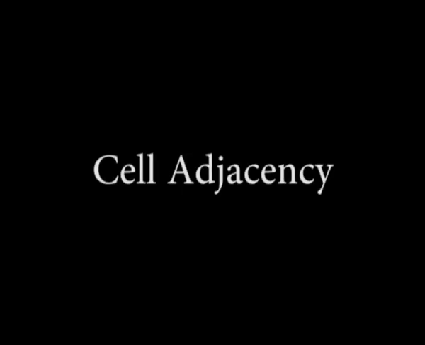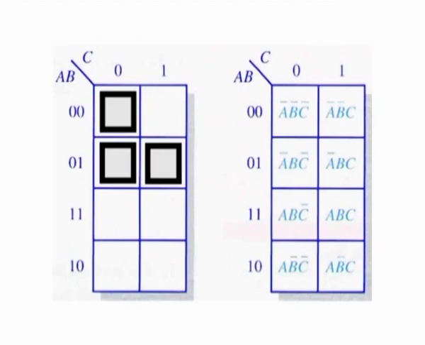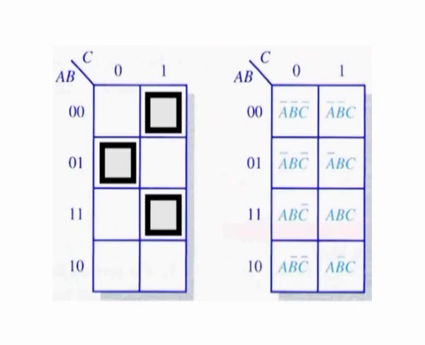Cell adjacency. The cells in a Karnaugh map are arranged so that there is only a single variable change between adjacent cells. Adjacency is defined by a single variable change. In the 3 variable map, the 010 cell is adjacent to the 000 cell, the 011 cell and the 110 cell. The 010 cell is not adjacent to the 001 cell, the 111 cell or the 101 cell.